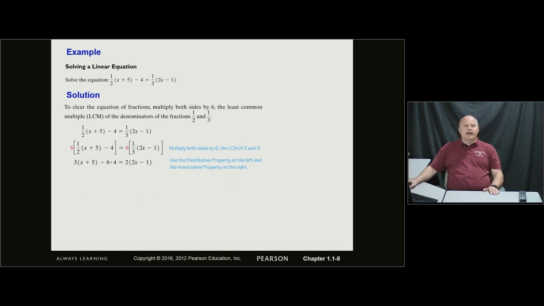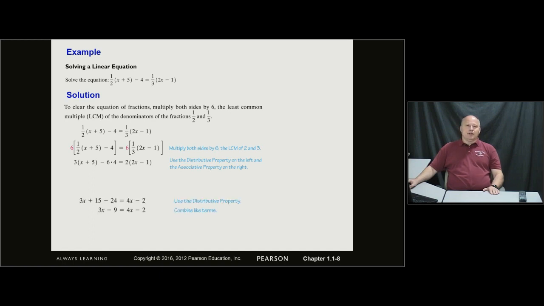If we multiply the left side by 6, the 6 times 1/2 is 3. But don't forget you have to multiply the 6 times the negative 4 as well, because those are two different terms on the left side. So it'd be negative 6 times 4, because of the minus in between them. And then the 6 times the 1/3, 2x minus 1, is just going to be 2 times 2x minus 1. So that's what we end up with. And remember, this is the same equation as the first equation, but it looks a lot better.